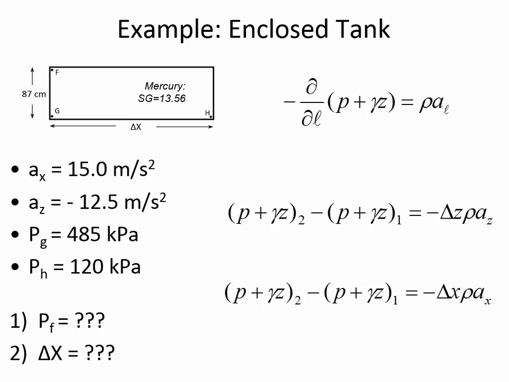And it's accelerating in two directions. So let's look at this. A sub x is 15. That means it's accelerating to the right. A sub z is negative 12.5. So what does that mean?